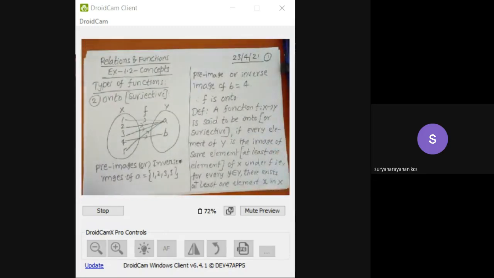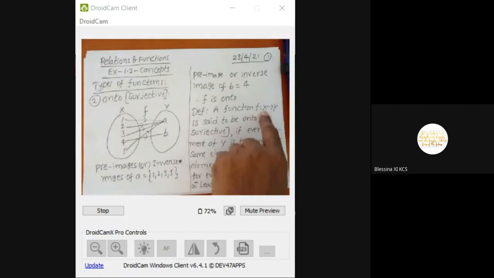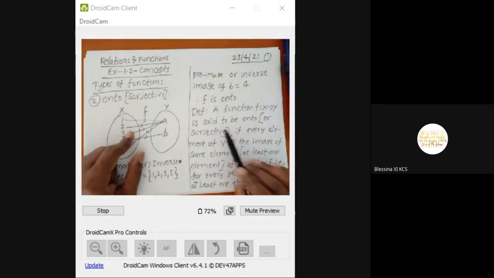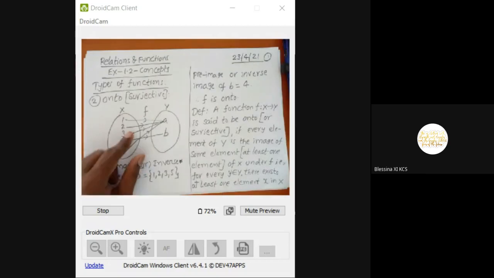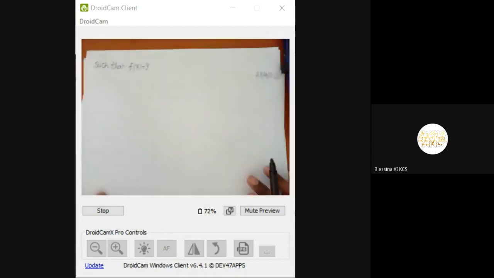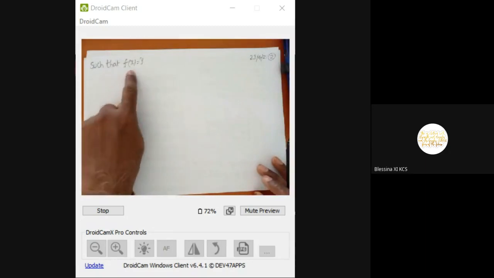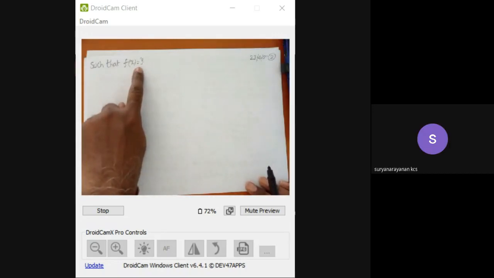Now, Blessina, read this definition. A function f is a mapping from X to Y is said to be onto or surjective if every element of Y is the image of some element, at least one element of X under function f. That is, for every y belongs to Y, there exists at least one element x in X, such that f of x is equal to y. F of x is equal to y. Now Janani.